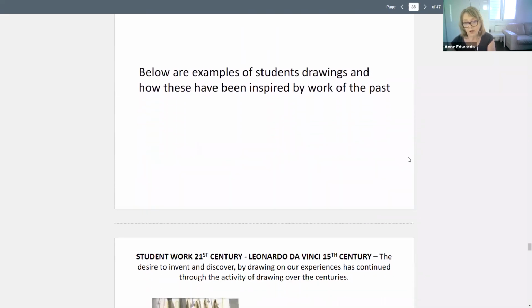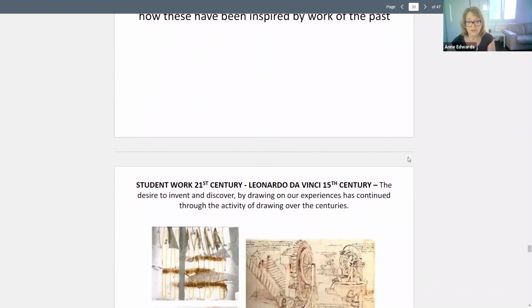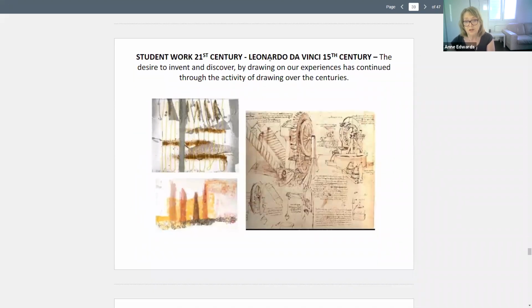Now below is the work of students who've been inspired by the work of the past. So the 21st century student looked at Leonardo da Vinci's 15th century work. The desire to invent and discover by drawing on our experiences has continued through the activity of drawing over the centuries. You can see the structures and the mechanisms drawn in Leonardo da Vinci's work are in some way echoed here, with this drawing, which is very structural, at times quite repetitive. However, this student has used very different materials, but it has the same kind of sensibility that these drawings have.